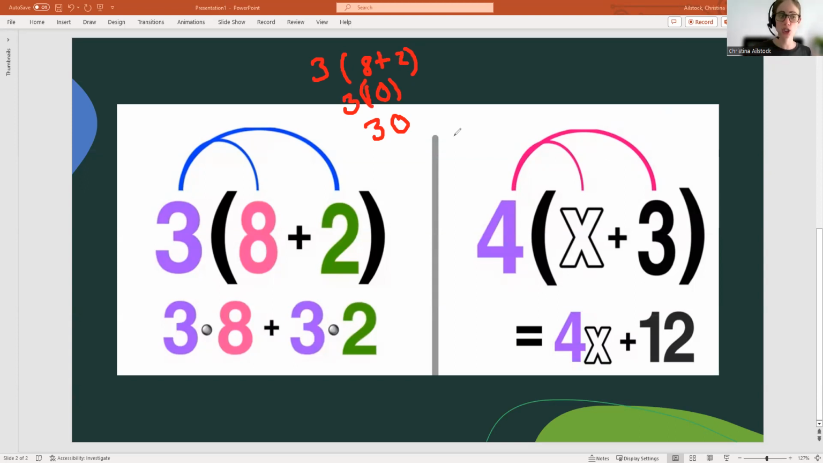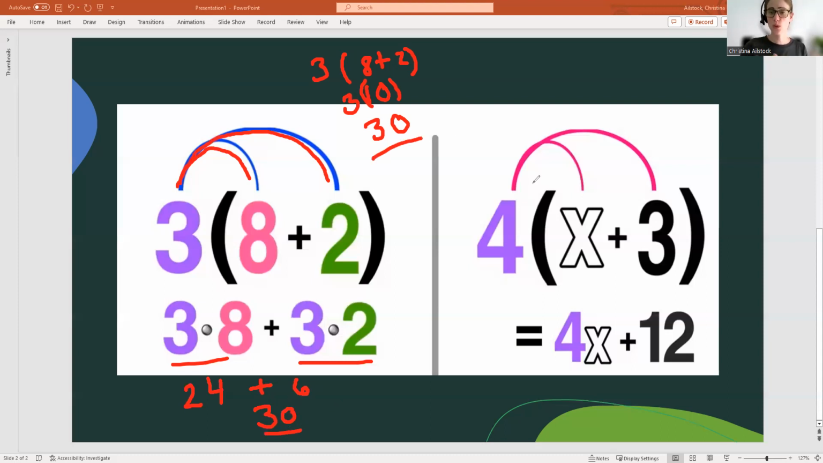But if we chose to do our work differently and use the distributive property, that's what has been worked out here for us. Because of these parentheses being around this entire thing, it's telling us that the 3 is being multiplied by everything inside the parentheses. So we can take 3 times 8, which is pictured here, and we can take 3 times 2. Well, when we do that, 3 times 8 is 24. 3 times 2 is 6. And if we add that together, we get the answer of 30.